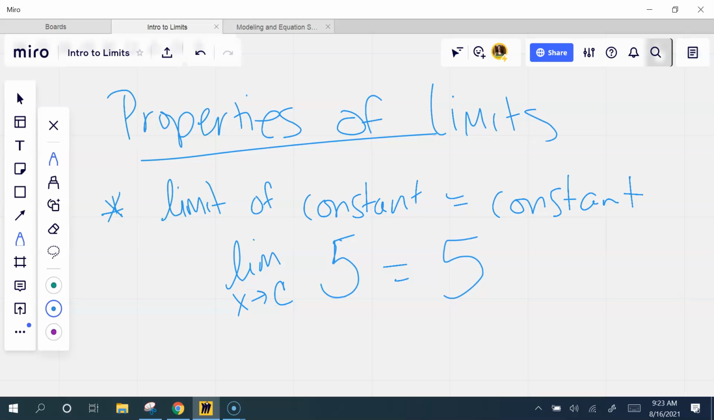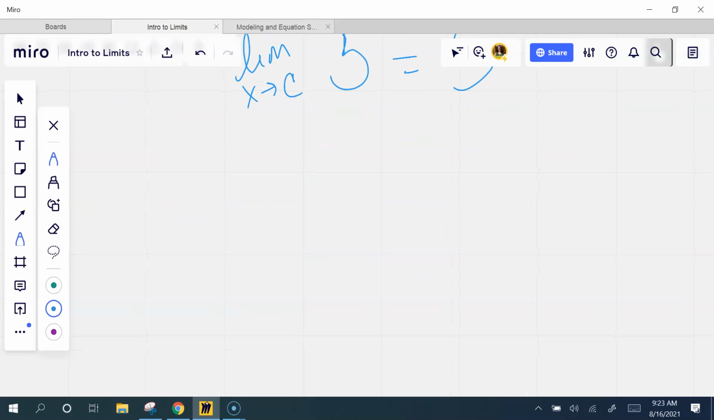All right, so this makes sense, right? The limit as x goes to 2, if your function's always 5, it's always going to be 5. It doesn't matter. The y value is 5 regardless. It's always defined. It never changes. Yes? Okay. Property number 1.